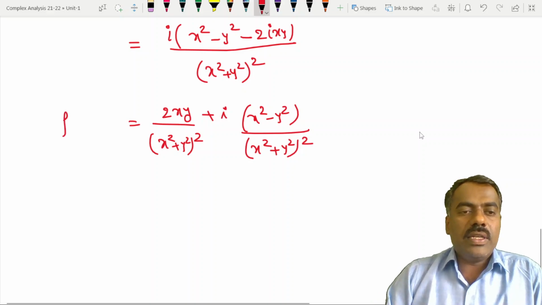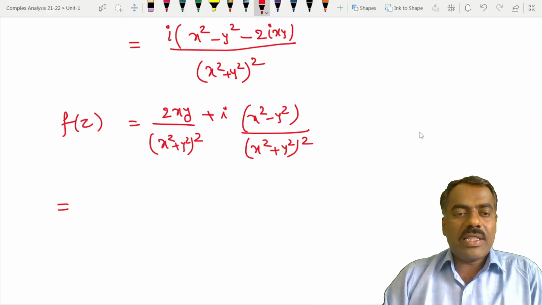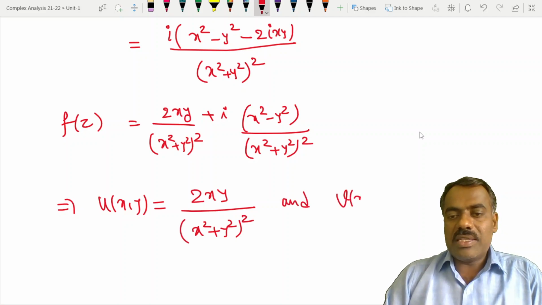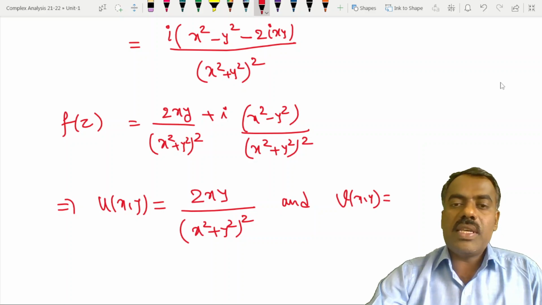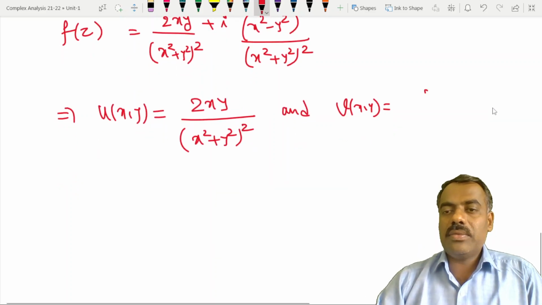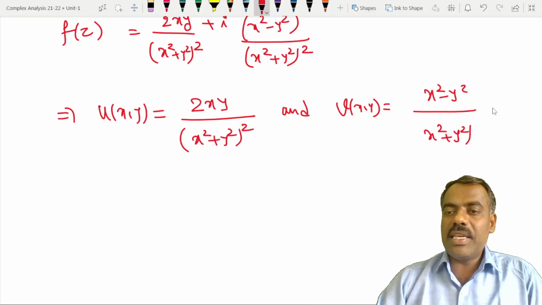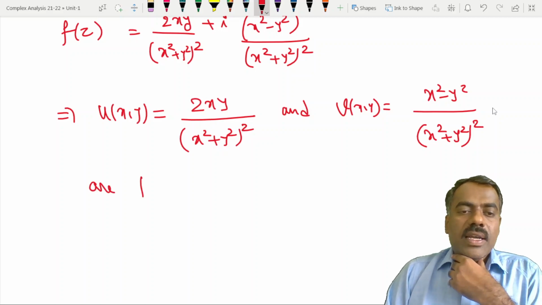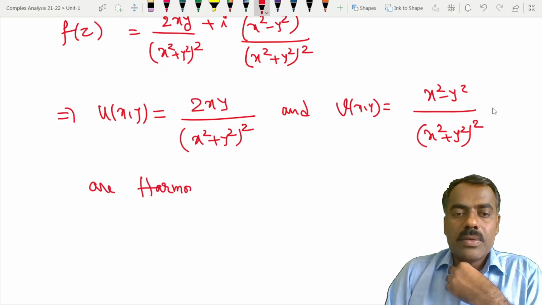This is our f of z, which is u of x comma y plus i v of x comma y. This implies u of x comma y is equal to 2xy upon x square plus y square whole square, and v of x comma y is x square minus y square upon x square plus y square whole square. If there are any calculations missing, you just point them out. They are harmonic functions. Clear?